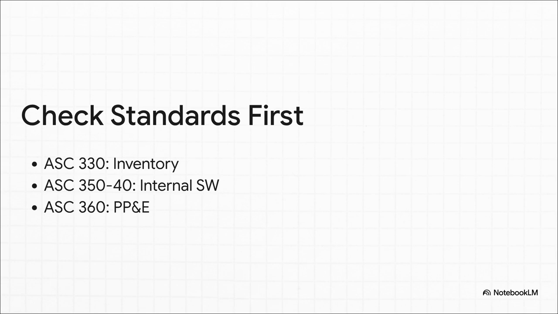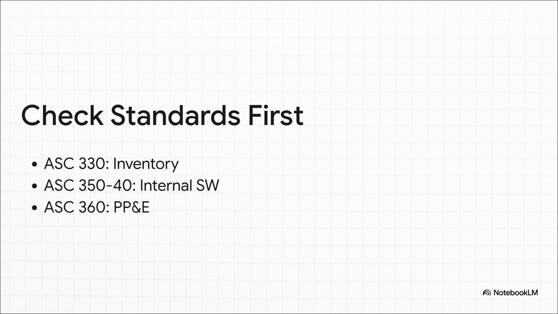Before you apply ASC 340-40, you have to check if your fulfillment costs actually belong under a totally different accounting standard. For example, are you producing physical goods for a customer? Stop. Use ASC 330 for inventory. Are you building internal use software? Defer to ASC 350-40. Buying heavy machinery to fulfill a contract? That falls under ASC 360 for property, plant, and equipment. You always have to account for costs under those specific standards first.